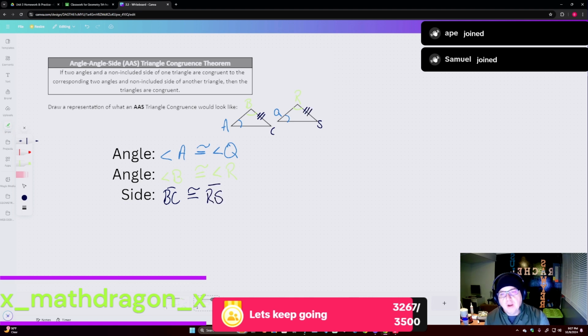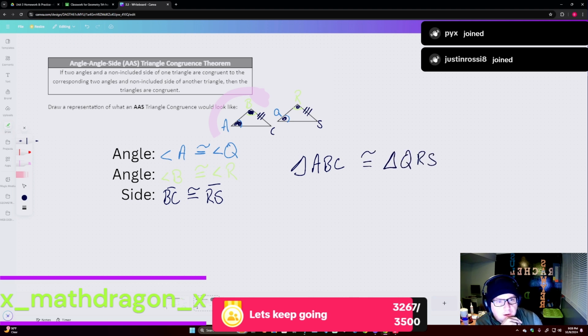Because as we go in a clockwise or counterclockwise motion, it doesn't matter which direction you go, you can feed yourself this way or you can feed yourself the other way. It doesn't matter, just as long as you end up getting to the result. So when I do this, I see angle, angle, side, angle, angle, side. So that means that these two triangles, triangle ABC, is congruent to triangle QRS.